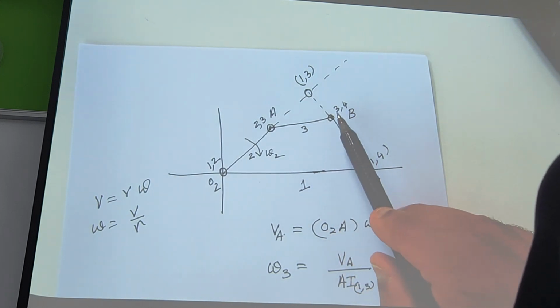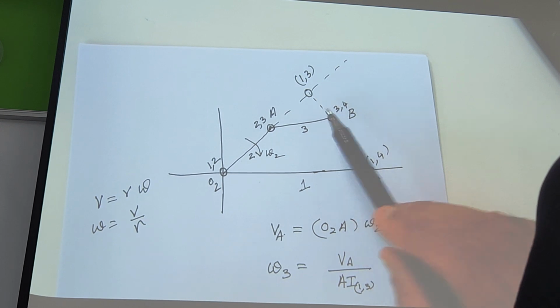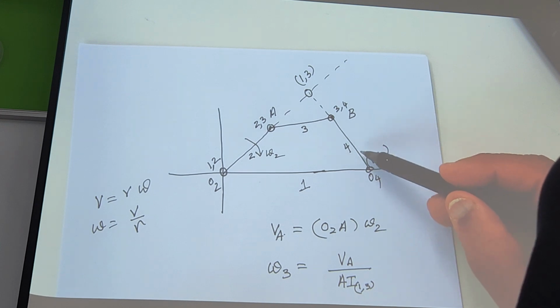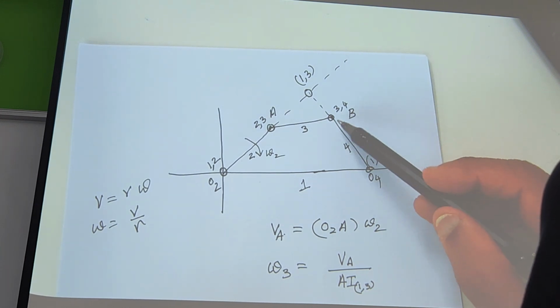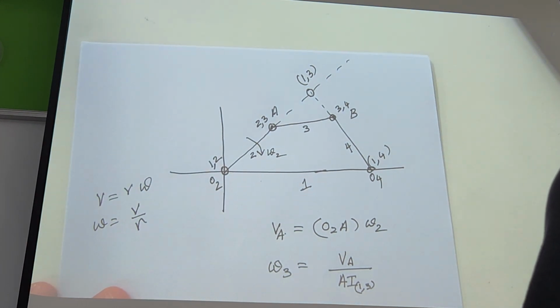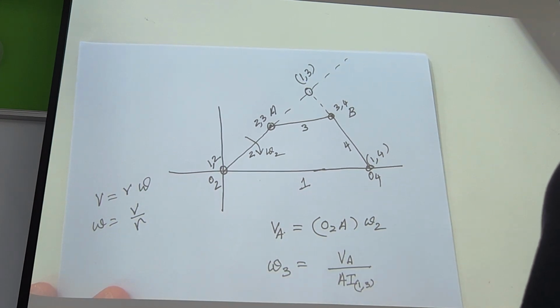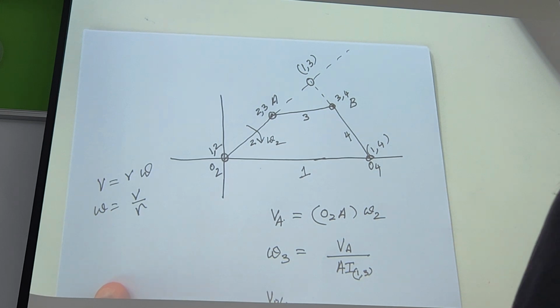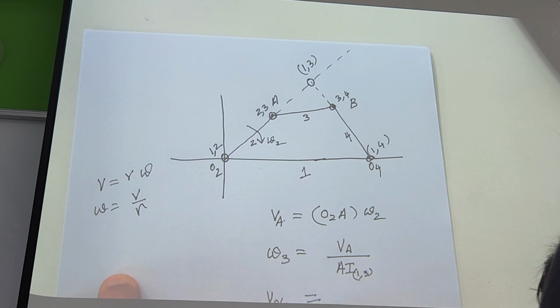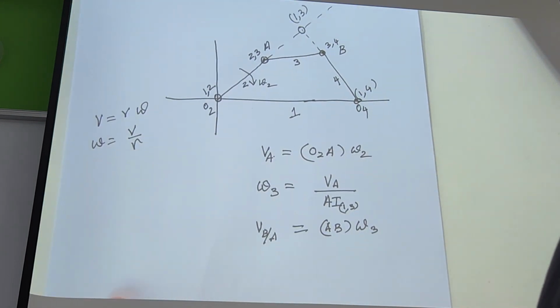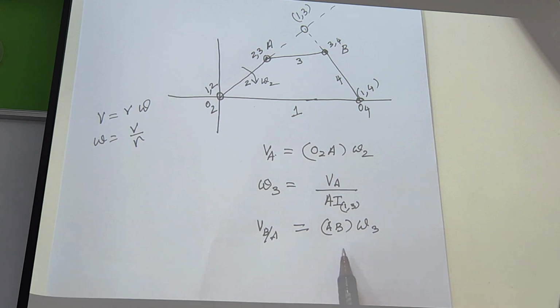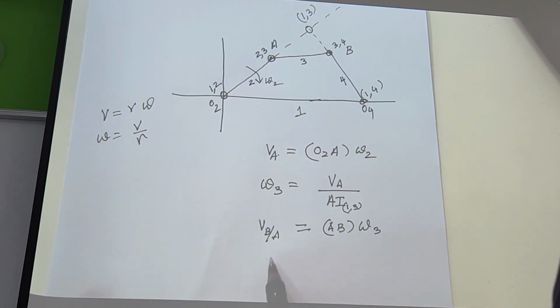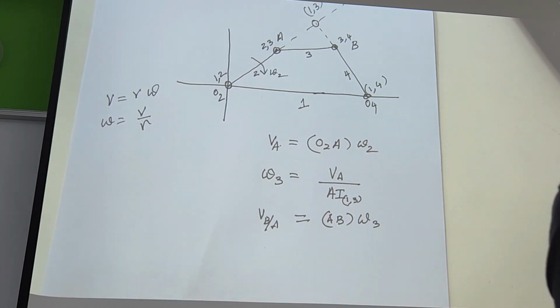Similarly, if you know from B to instantaneous center 1, 3, for B the instantaneous center is O. So you will be able to calculate velocity B and velocity B to A. Velocity B to A will be AB into omega 3, because omega 3 you will be able to calculate, therefore you know velocity B to A. Then you will be able to calculate your omega 4 and velocity B from the instantaneous centers.